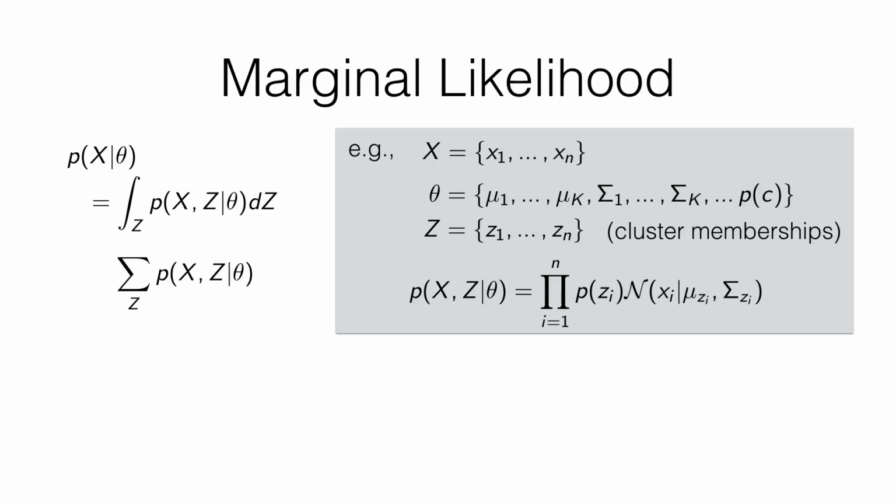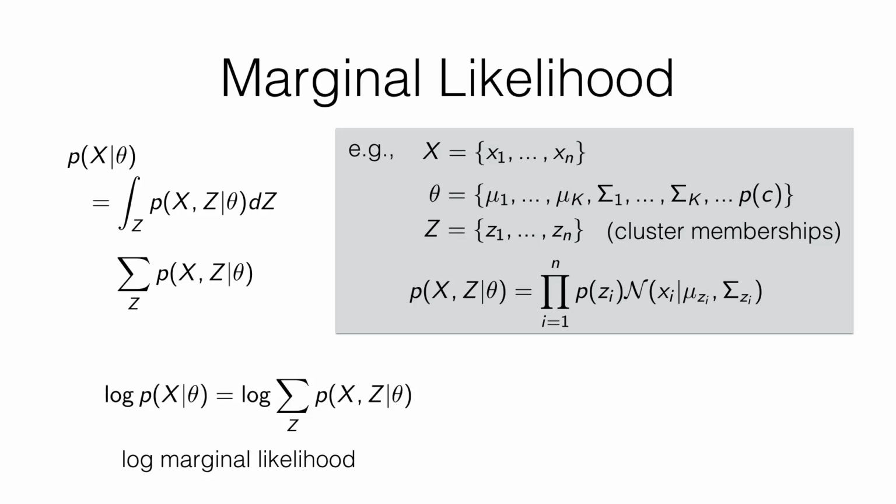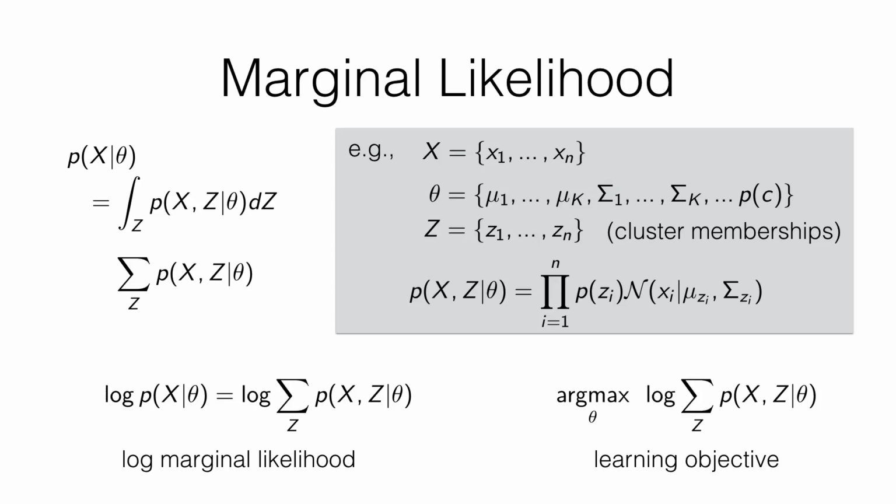So going back to the general notation, we're usually going to be interested in the log marginal likelihood, which has this nasty summation inside the log, right? So it's a log of a sum, which isn't as easy to handle as if it were a log of a product or something. And our learning objective is exactly this, right? So we're going to try to maximize over all the possible thetas this objective function, the log of the sum over all latent variable states z of the joint probability of x and z, given theta.